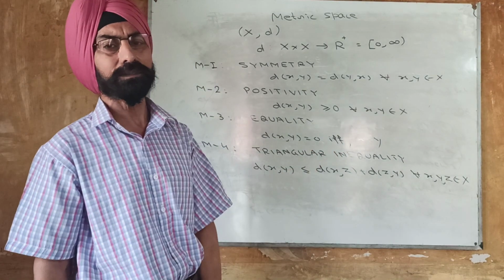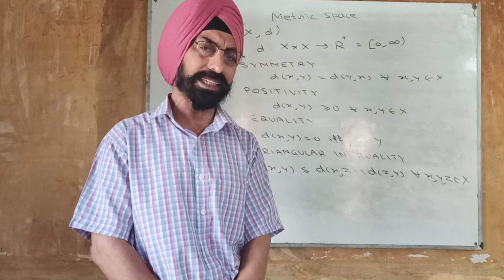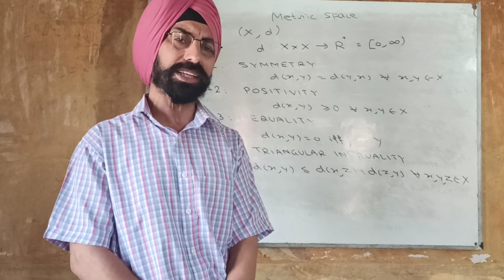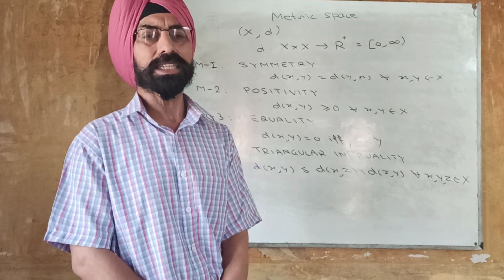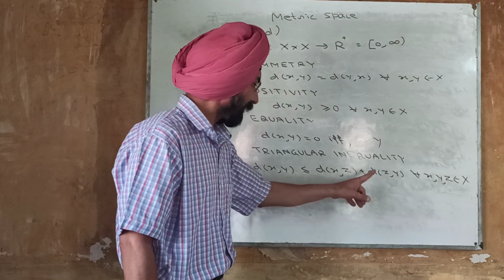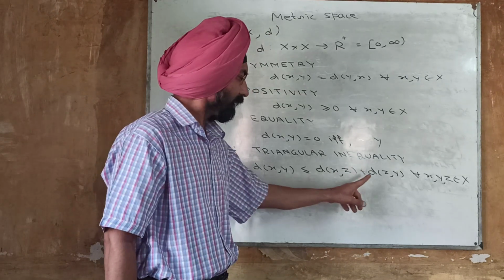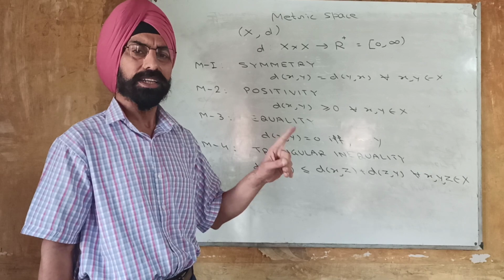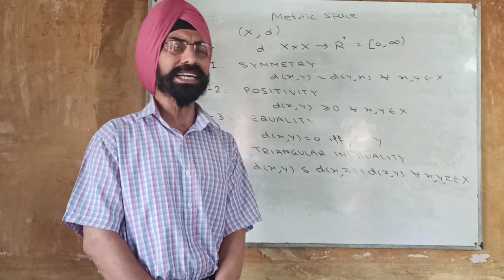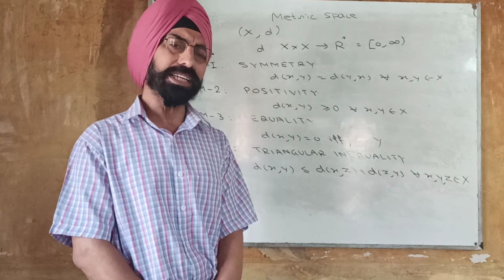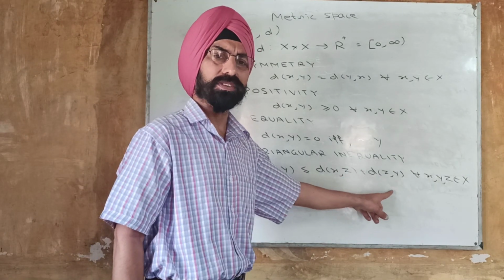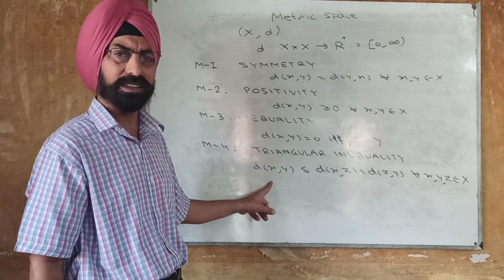And the fourth property, as I already have stated, is the triangular inequality, which you have studied in your 8th class standard. That means the sum of two sides, that is the distance between x and z, and the distance between z and y, and this is the distance between x and y. So if x, y and z denote the vertices of a triangle, then this is one side, this is the length of the other side, and this is the length of the third side.